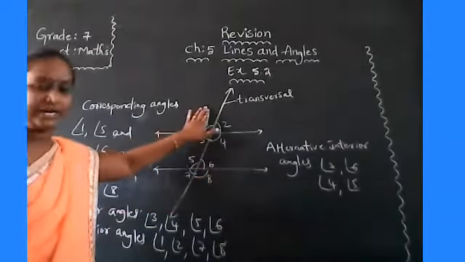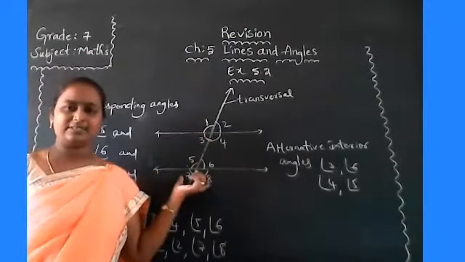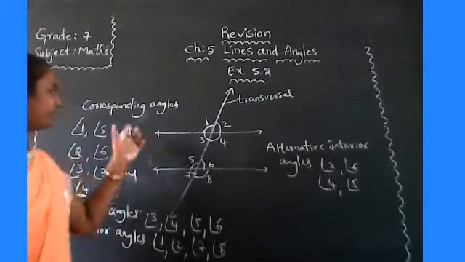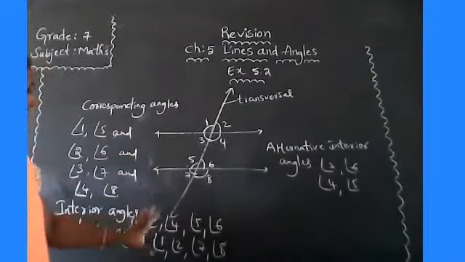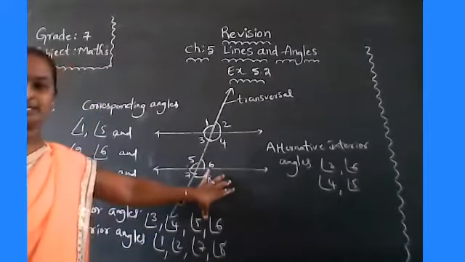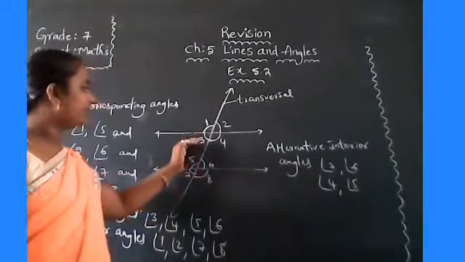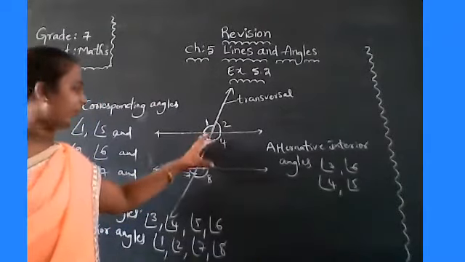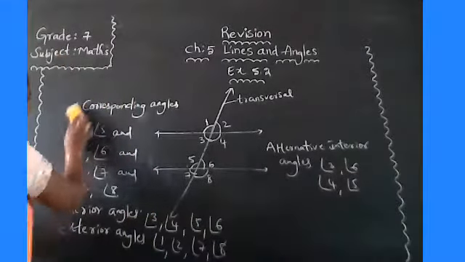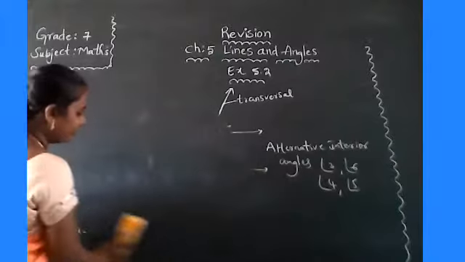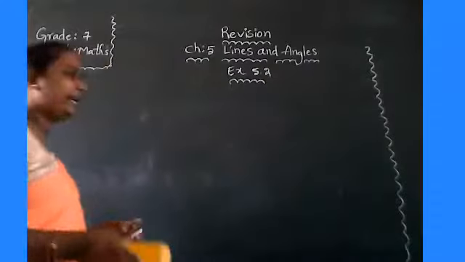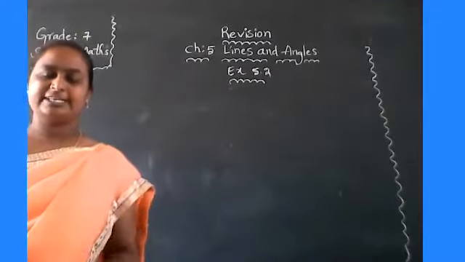So, a transversal cutting two parallel lines at distinct points: their corresponding angles are equal, alternate interior angles are equal, exterior angles are equal, and the pair of interior angles on the same side are also equal. Is it clear, children? Right. This is very, very important. So you have to remember what a transversal is, how many angles are formed, and which angles are equal.